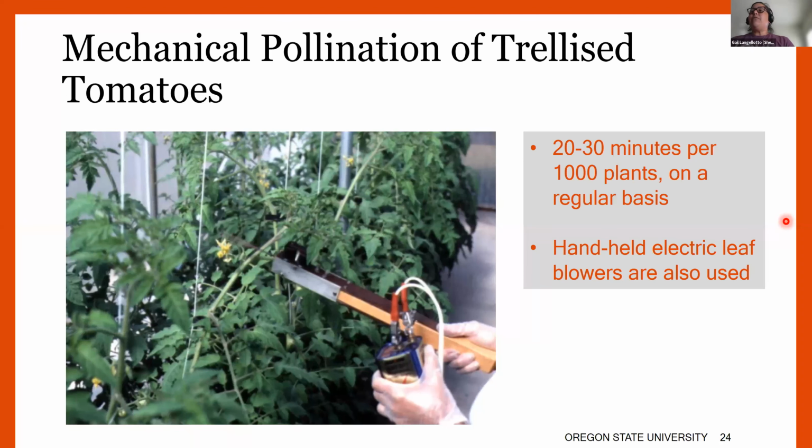Some folks have used handheld electric leaf blowers. Once again, these tend to work best in trellis systems rather than untrellised systems. You're still going to improve fruit set over doing nothing at all, but it's still not going to be as effective as using the horticultural vibrators.